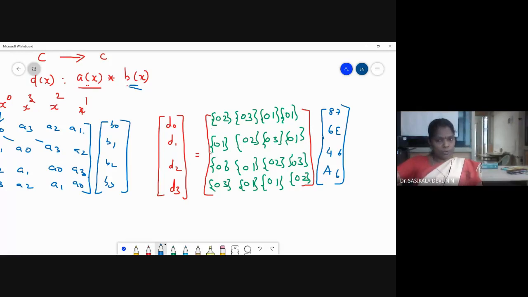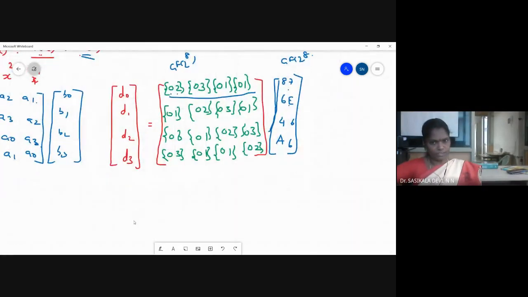Okay. Now to perform this, because this 02 is a polynomial over GF(2^8), and this 87 is also a polynomial over GF(2^8). To find the first element, what we have to do? You take the first row, first column: 02 into 87, 03 into 6E, 01 into 46, 01 into A6. This is the operation you require. Let's go for only one element calculation because I have 2-3 minutes more.